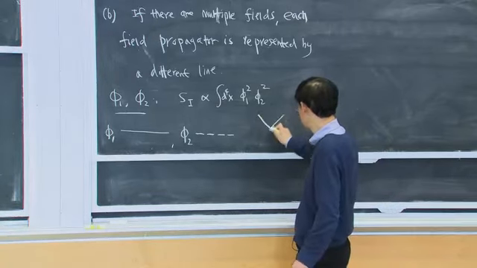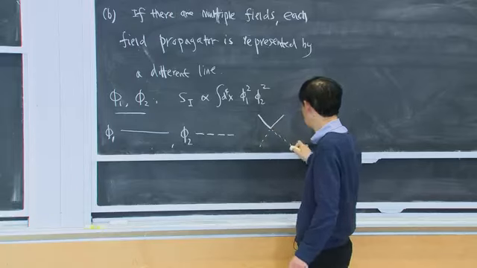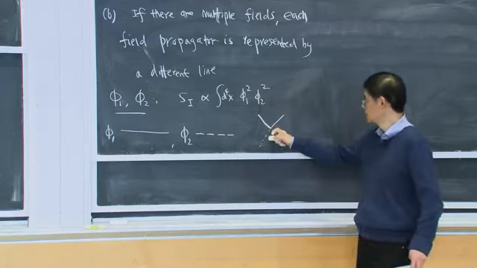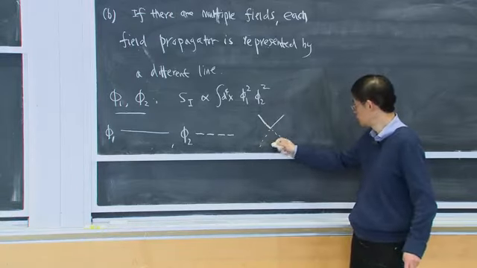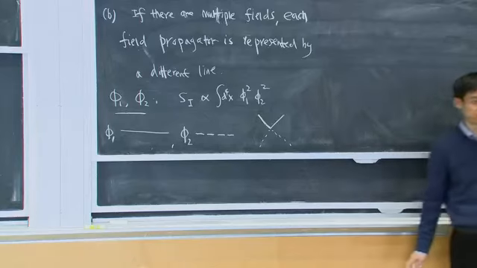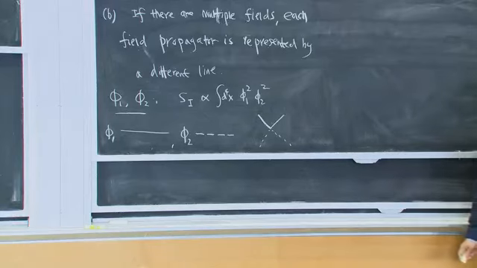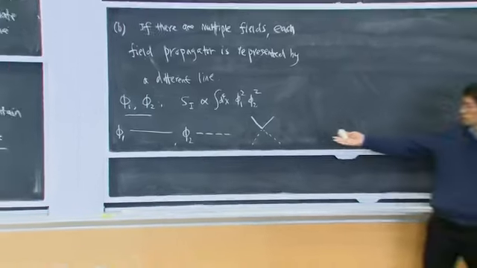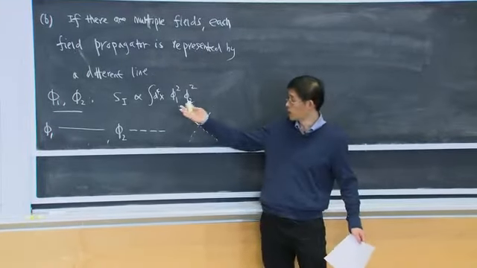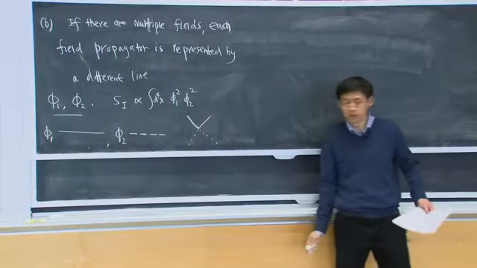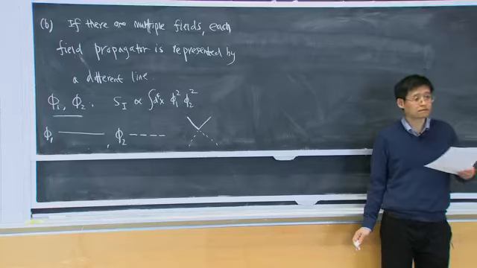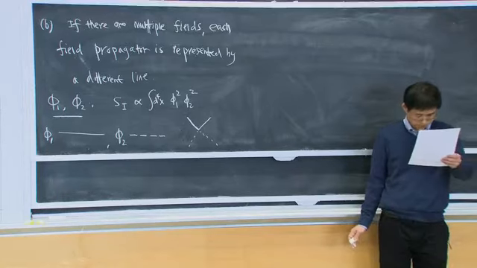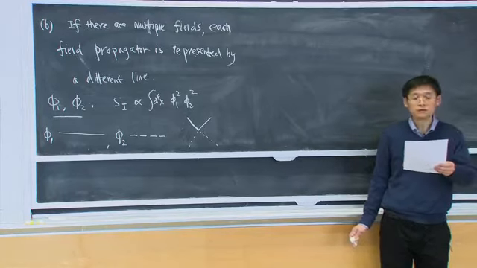You have two solid lines and two dashed lines. Now that's your vertex. Again, you just contract all possible lines according to your Feynman rules.